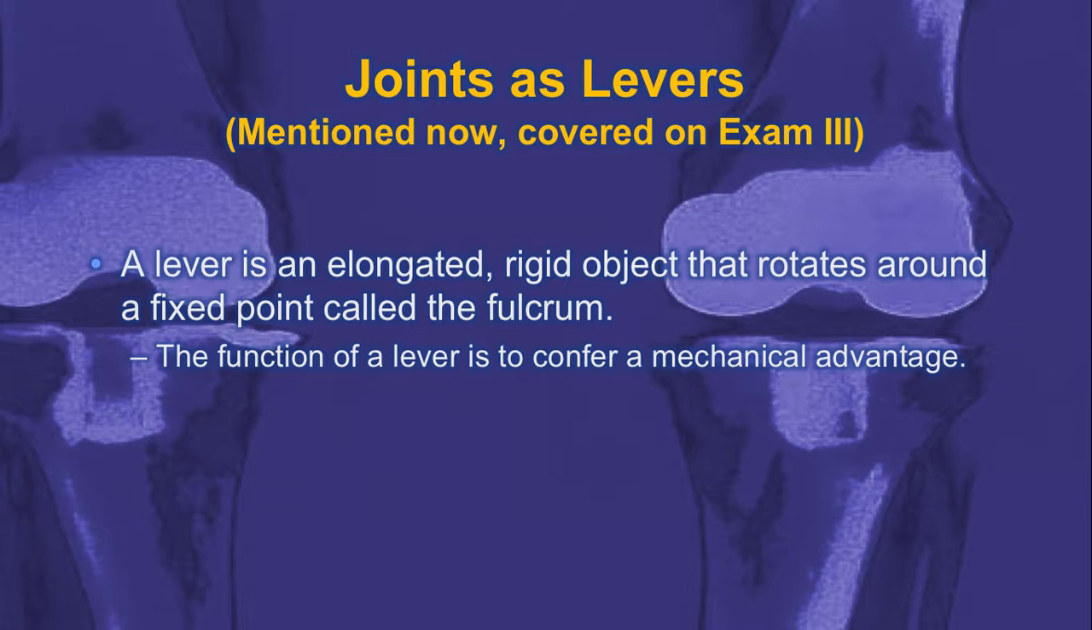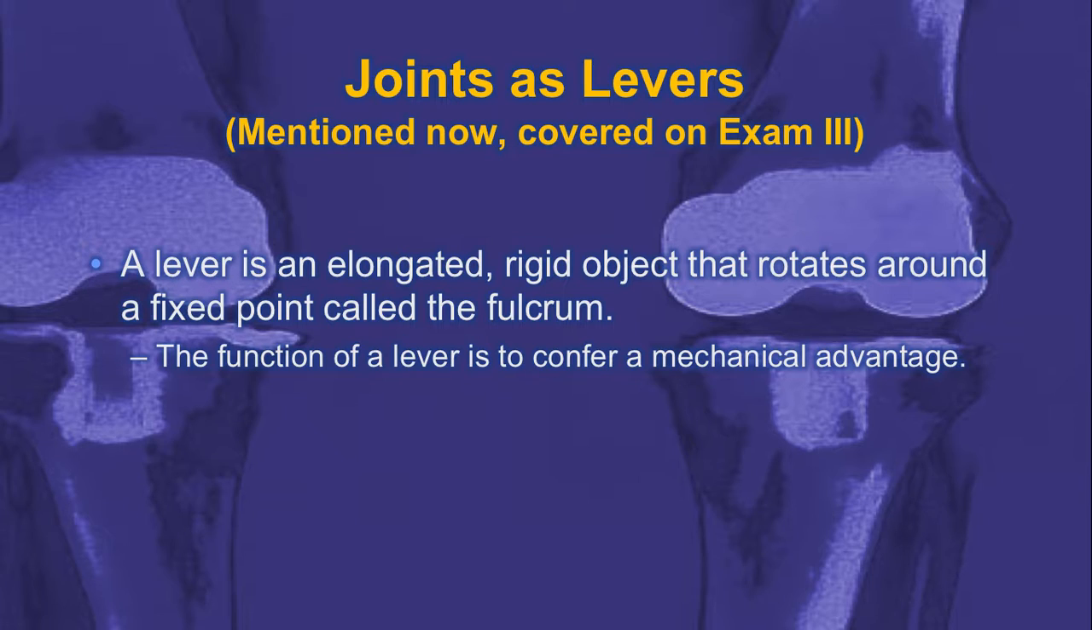So, joints as levers. So those are our joints. That's how we classify them. That's how they do what they do. Now, this next section, we are going to talk about this now, and then it'll be on your exam 3. So it's not on this exam, it's on exam 3. I think it may still be listed as an objective for this chapter, but it's not going to be on this test. So you can just move that objective to next class, next exam.